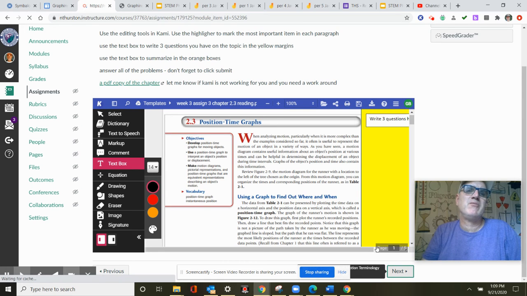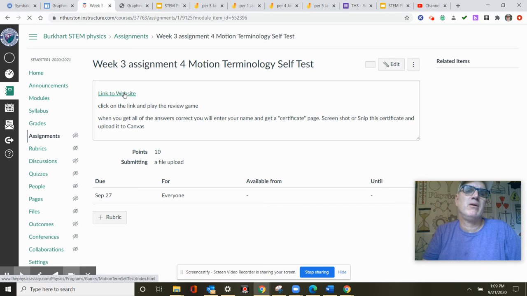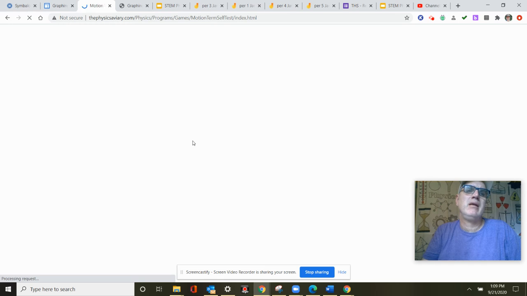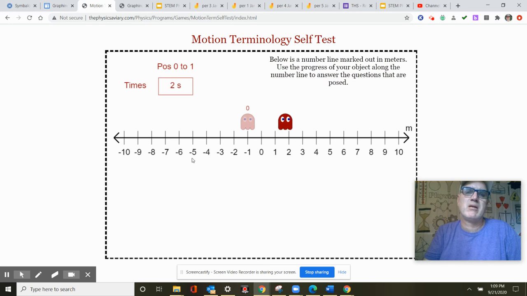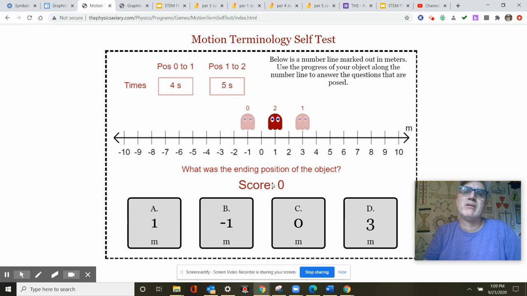And our last assignment for the week is basically to play a game. We're going to go to this website, and there's a little game we're going to play. Put your name in here and begin. And then the Pac-Man wanders across the number line, and they ask you a variety of questions, and you have to give the right answer. They're all multiple choice, and they're just reviewing and learning more about distance, displacement, speed, velocity and position. And when you have an acceptable score, they'll let you take a screenshot of a certificate, and you upload that, and that's your proof that you did the assignment.